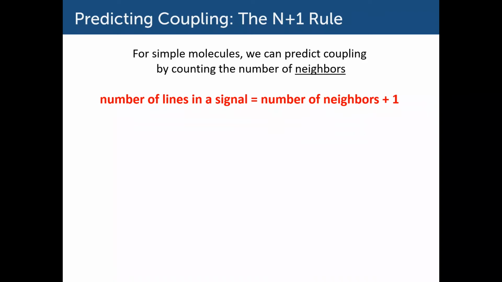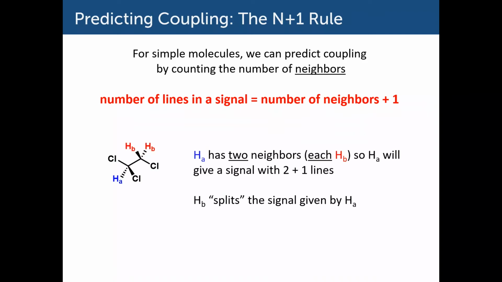So let's look at an example. We'll go back to the molecule that we looked at the beginning of the video, and let's assess the signal that's coming from HA, which is in red, or excuse me, in blue. So HA has 2 neighbors, each HB atom. So HA will give a signal with 2 plus 1 lines. Or if we do the sum, we would expect the signal that comes from HA to give 3 lines.